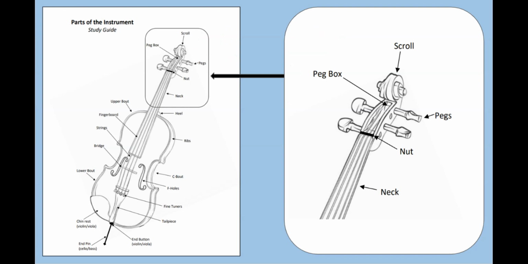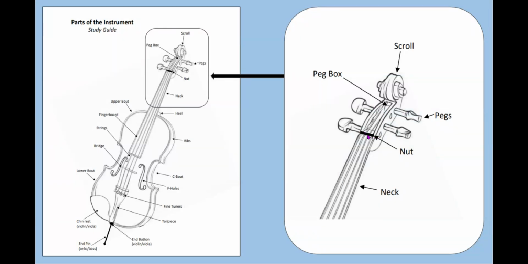Okay, so the parts of the instrument, we're going to start at the top. At the very top, you're going to see that we have a scroll. It kind of looks like a little squirrel's tail. It's wrapped around, or you can even think of it as a cinnamon roll, but it's called a scroll. Okay, and then this right here, these are pegs, and there's four of them because we have four strings on our instruments. They are held within the peg box. The peg box is where we see the four pegs.